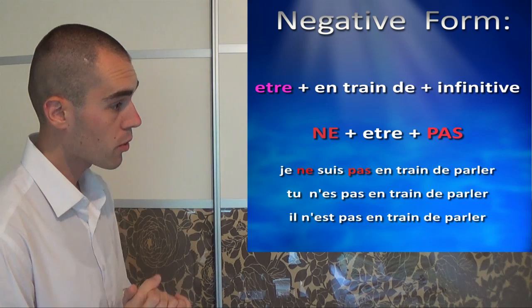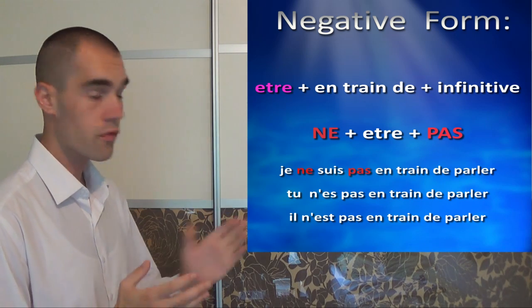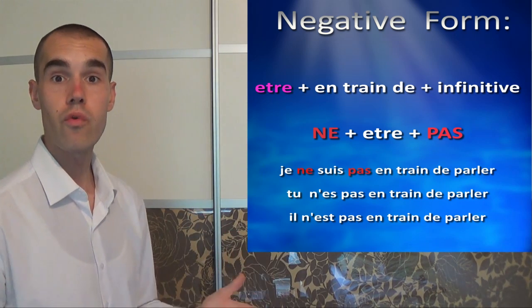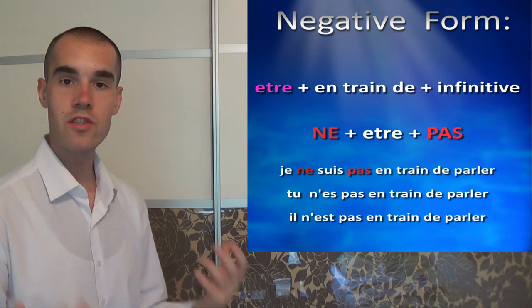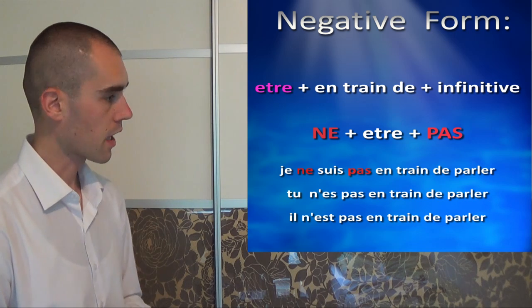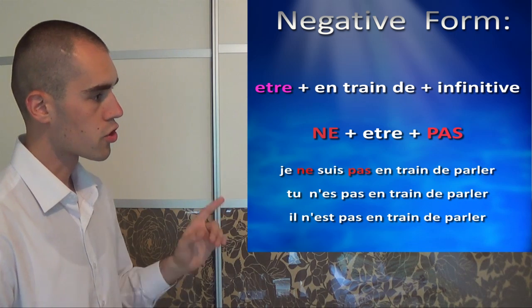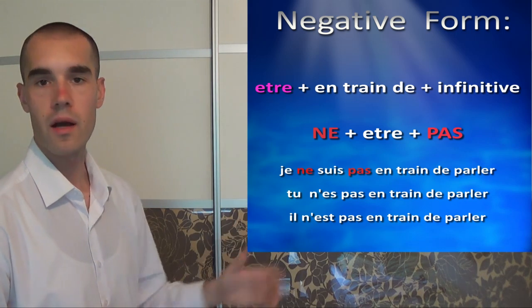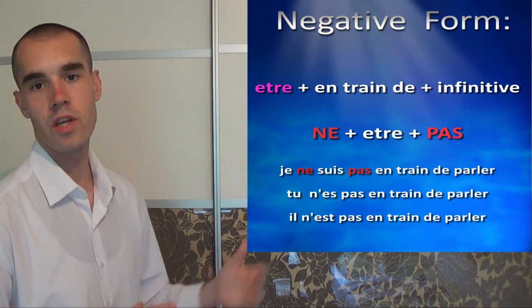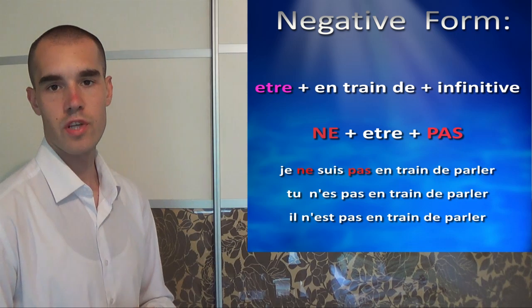Let's look at the French progressive tense. They have a different way, of course, of forming the negative form. They use two negative words between which they install the verb concerned, and this is être. So it is je ne suis pas, this is the negative form, en train de parler. Tu n'es pas en train de parler. Il n'est pas en train de parler.